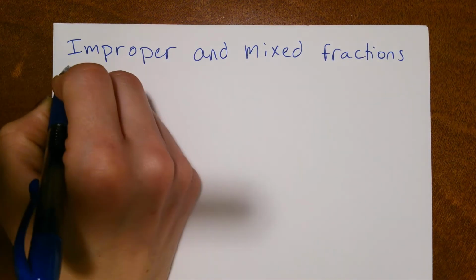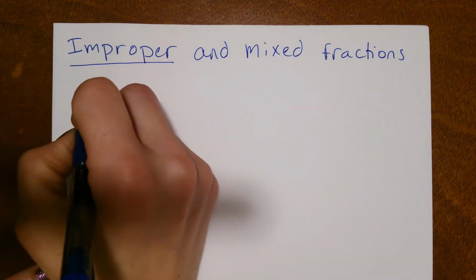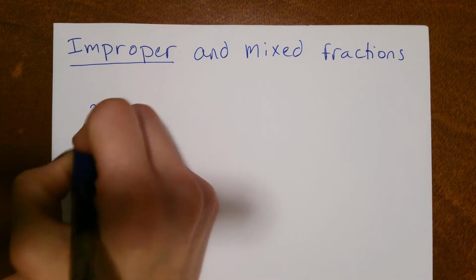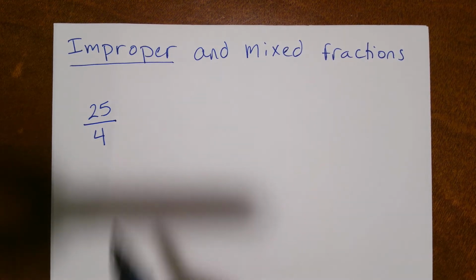Alright, let's first look at what is an improper fraction. An improper fraction is one that's top-heavy. The number on top is bigger than the number on bottom. So here we have an improper fraction. Now, saying it as an improper fraction, automatically everything we talked about probably goes out the window, but we also looked at this as a division problem.